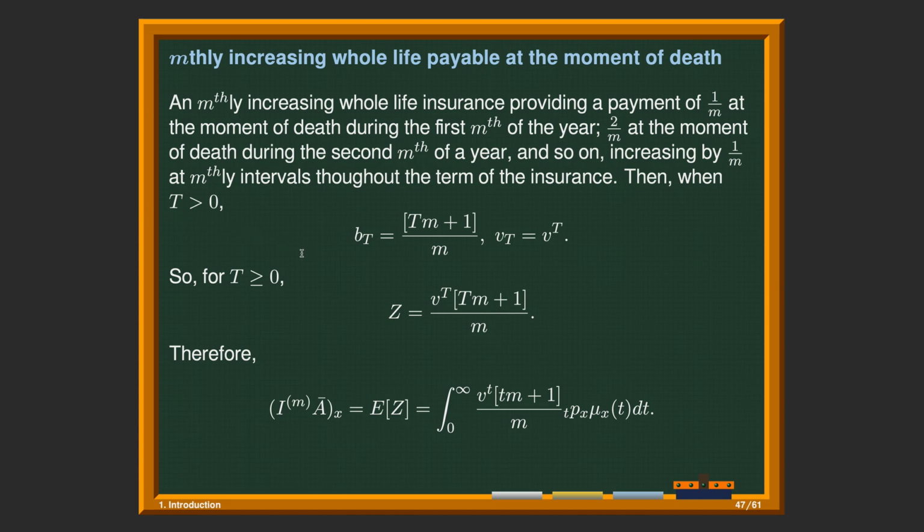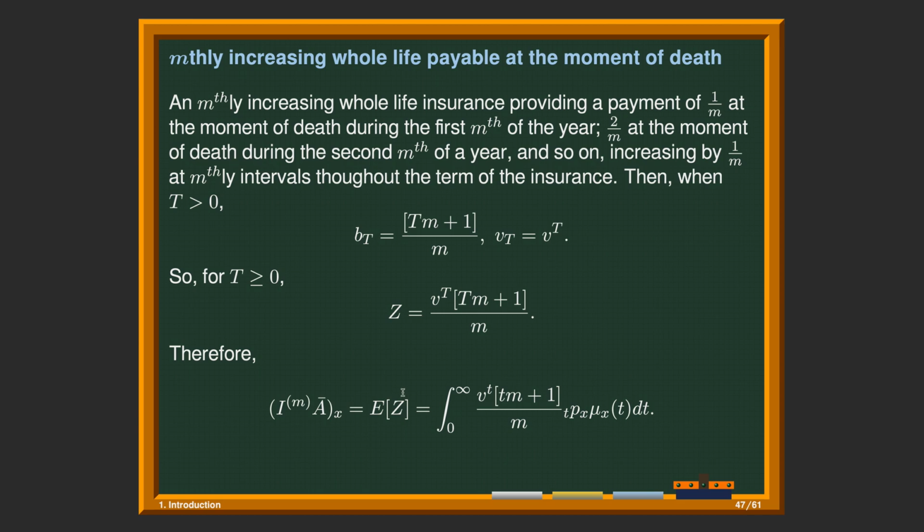So when t is greater than or equal to 0, then the benefit payment, b sub t, takes this form. So it's the greatest integer value of t times m plus 1 all over m, and the discount factor v sub t is equal to v to the t. Okay? And so this takes the form now of our random variable z. It's v to the t times the greatest integer value of tm plus 1 all over m.